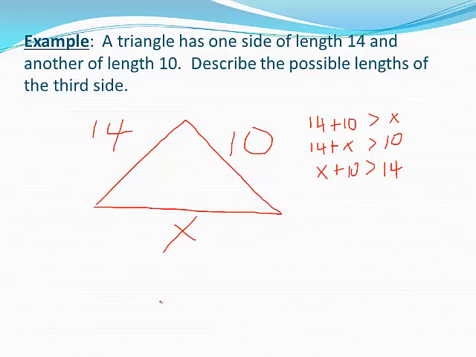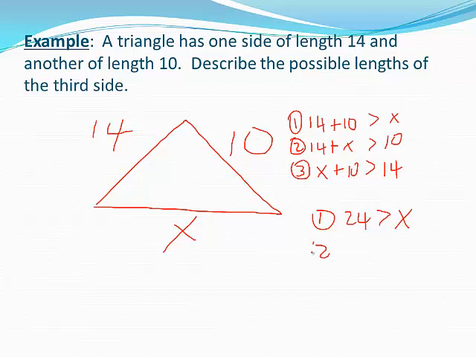All right, so here is my diagram, and I also have my three inequalities that have been set up. If you solve each one of these inequalities, that basically gives you the possibilities of what your x value can be. The first one's pretty easy. If we solve the first one, we get 24 is greater than x. So that means your value of x has to be less than 24. So x has to be less than 24, or 24 is greater than x.